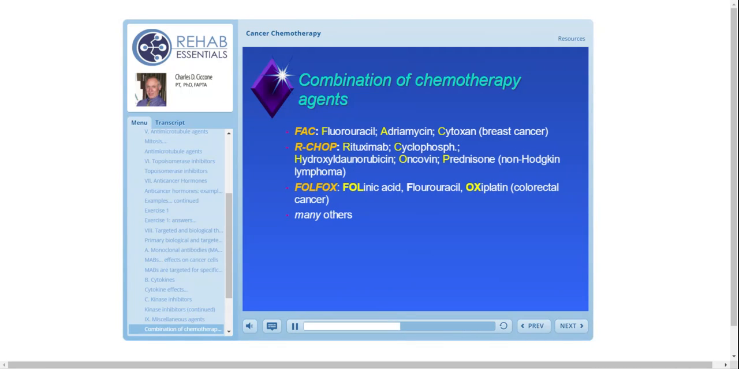Second example, RCHOP. You can see the acronym responds to the first letter in the drugs that are involved in that specific regimen. And there are many of these. Some of them are fairly routinely used. They're always developing new ones. But the point is, if you see some of these acronyms in a patient's chart or in a patient's drug list, they're really referring to the combination of drugs. It also illustrates that our patients are getting several different drugs, 3, 4, 5 drugs, all at the same time, all in high doses. So there's often no question why our patients are feeling pretty sick when they're going through cancer chemotherapy.